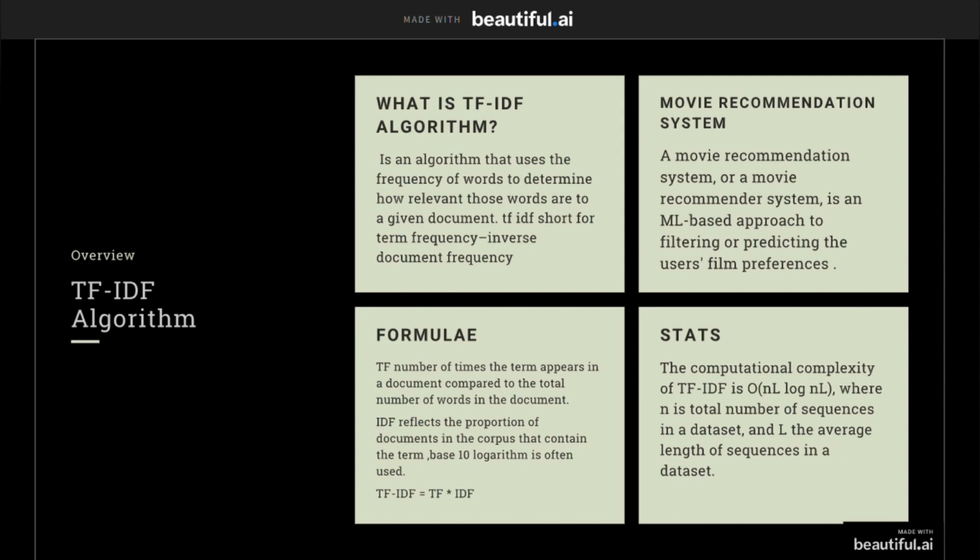So the TF-IDF algorithm can be used in a movie recommendation system, which is an ML-based approach to filtering or predicting the user's film preferences. The formula used in calculating the TF-IDF score is the product of TF and IDF, where TF is the number of times the term appears in a document compared to the total number of words in the document. IDF reflects the proportion of documents in the corpus that contain the term. Base 10 log is often used. The computational complexity of TF-IDF is big O of NL log NL, where N is the total number of sequences in a dataset and L is the average length of sequences in a dataset.